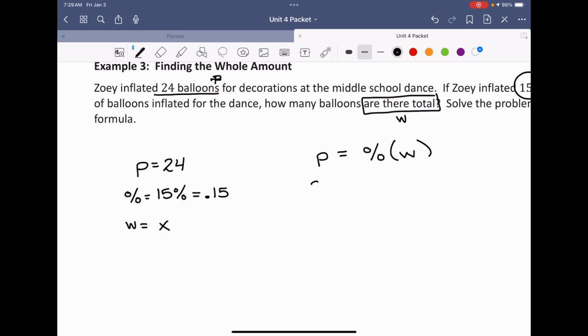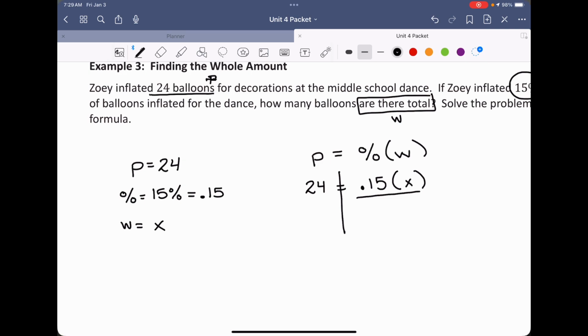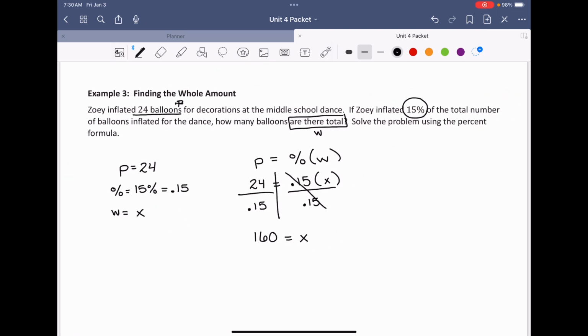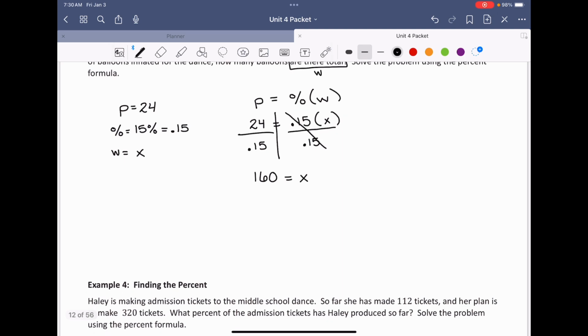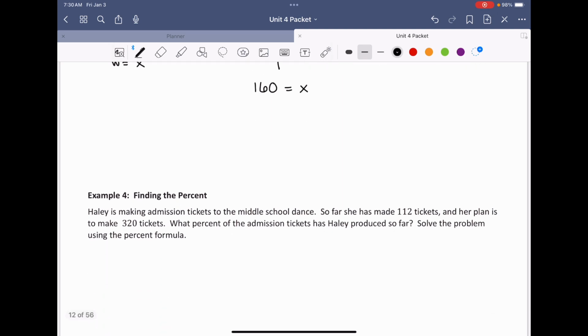Let's plug that in. Make sure you are lining it up exactly like how we have it. So p should be replaced with 24, percent should be replaced with 0.15, and then times x. So this is 0.15 times x. Using our inverse operations, we have to divide both sides by 0.15. Those cancel. 24 divided by 0.15 is going to give us 160 equals x. So she has 160 balloons in total that she needs to blow up. Alright, let's go to the next one.